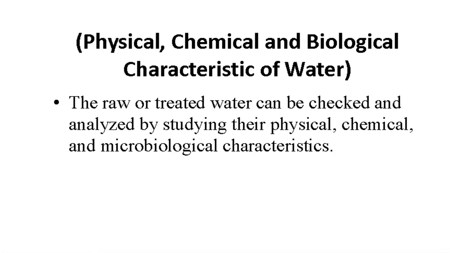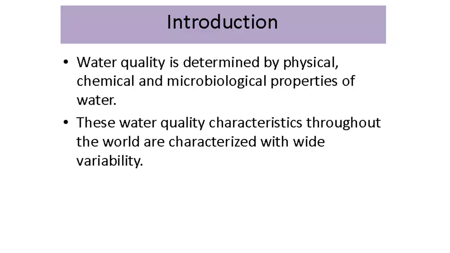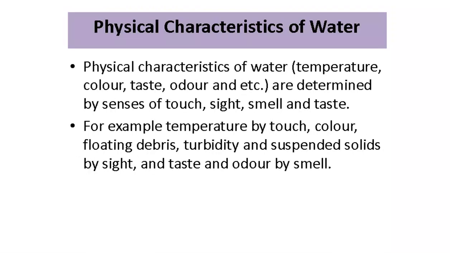First, we have a small overview of the physical, chemical, and biological characteristics of water. The raw or treated water, where raw water means water before its treatment, can be checked and analyzed by studying its physical, chemical, and microbiological characteristics or features. Introduction: water quality is determined by physical, chemical, and microbiological properties of water. These water quality characteristics throughout the world are characterized by variability.